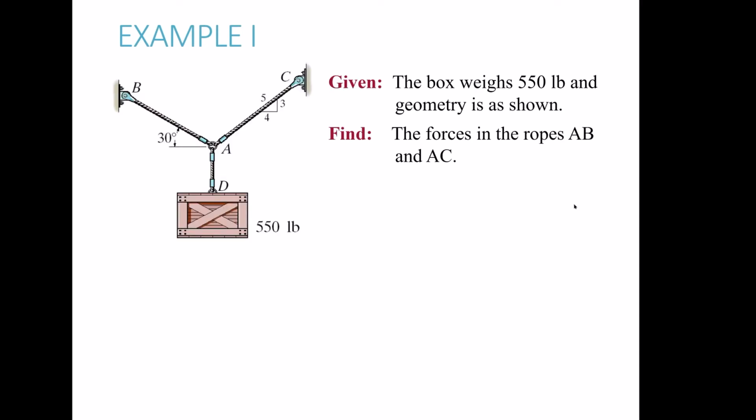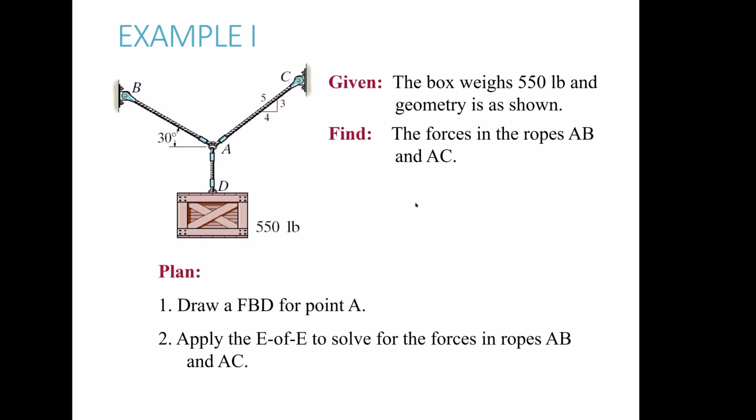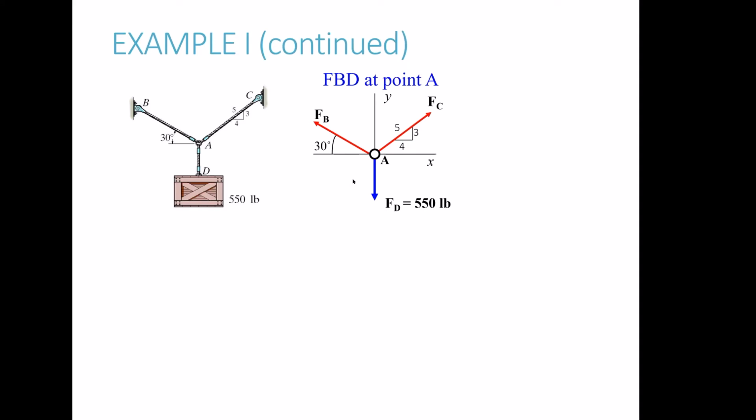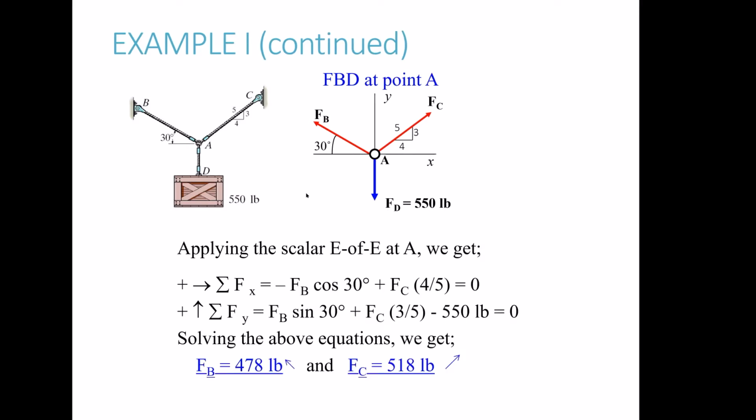So here's an example. You have a box that weighs 550 pounds, and you look for the forces in ropes AB and AC. So what we can do is draw the free body diagram, of course, and that will give us the directions of our forces. Then apply the equations of equilibrium, and that's all we need to do for this. So it's a pretty basic problem. But first, draw the free body diagram, and then break it up into its x and y components. So here's our diagram, and then we can go and break it up.